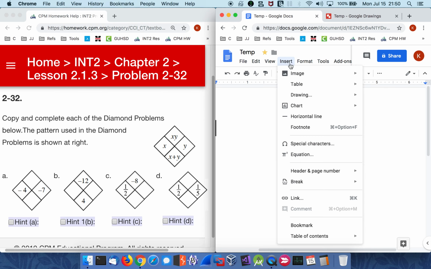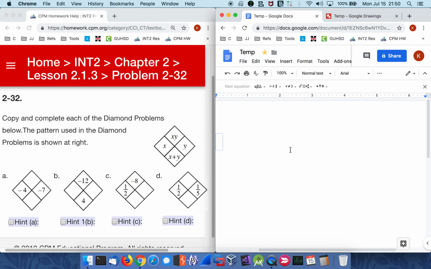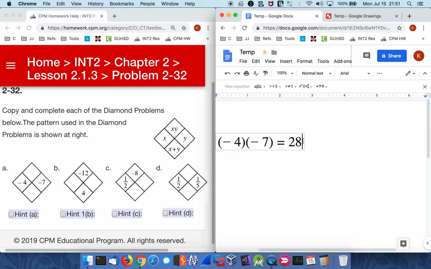So, man, these look real easy. This is probably going to take like seconds. So, -4, so here's our x and y, and then x plus y is the bottom one. So that's -11 in the bottom. So that was pretty easy. And then -4 times -7 equals 28 up here in the top. Alright, let's see if they get any harder.